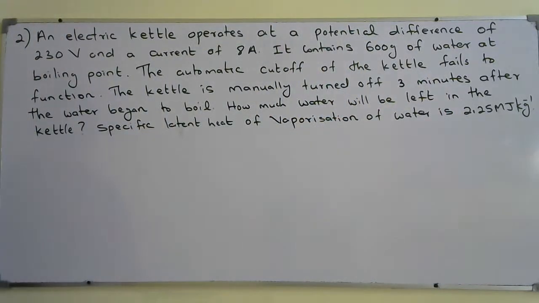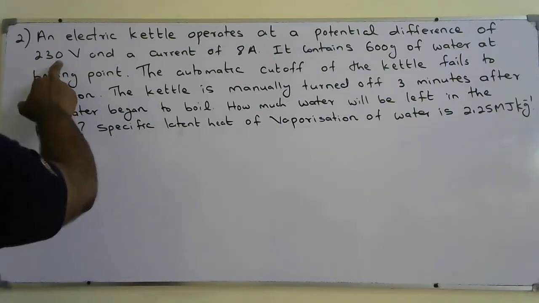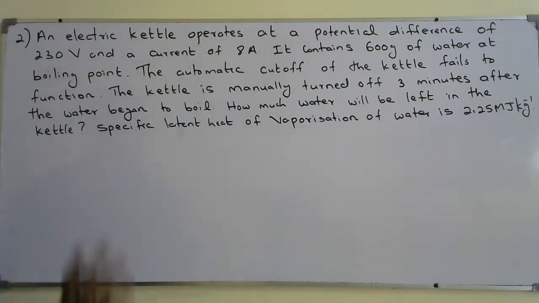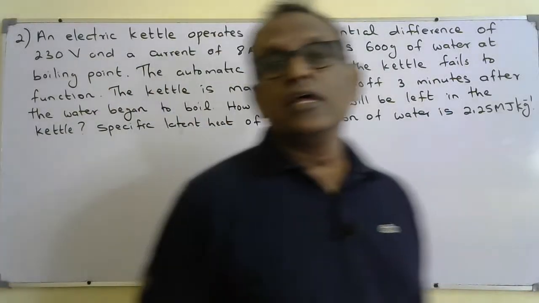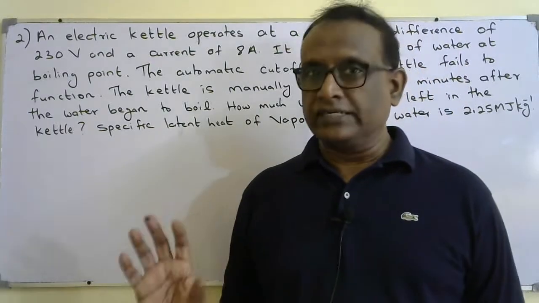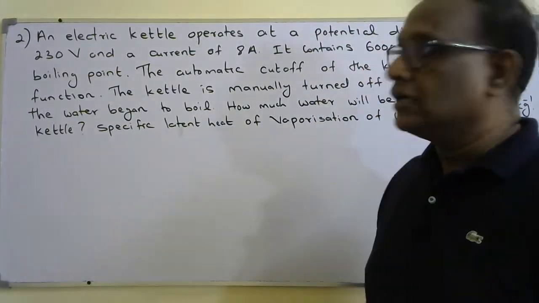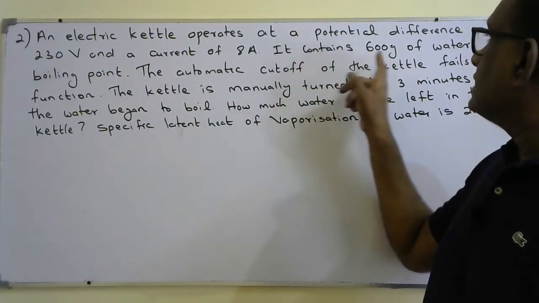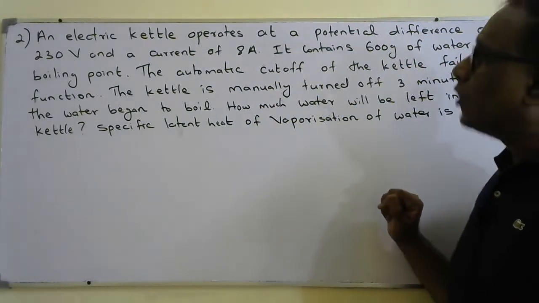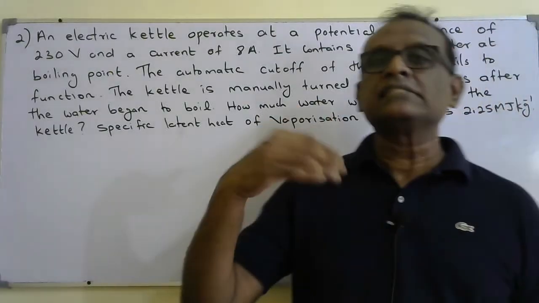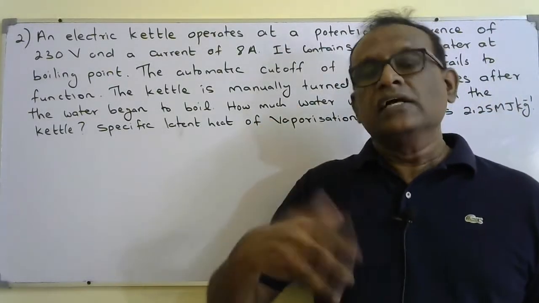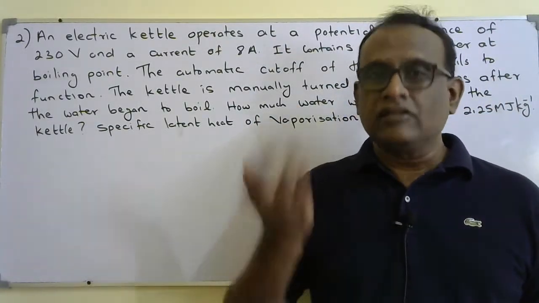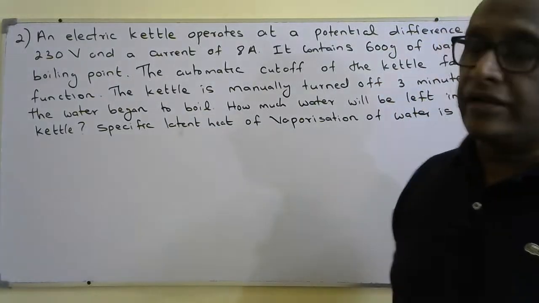Okay, so second question: an electric kettle operates at a potential difference of 230 volts and a current of 8 amperes. By using it we can find the power output of the coil of the heater. So P equals VI. It contains 600 grams of water at boiling point, so it has reached 100 degrees Celsius. If you supply heat continuously, the water will boil and vaporize.